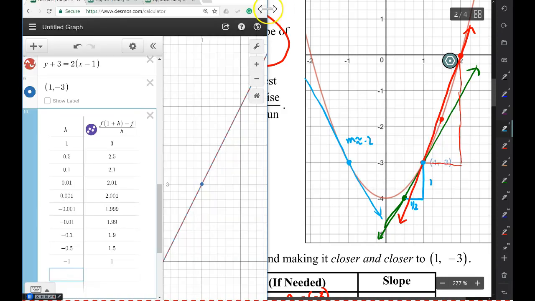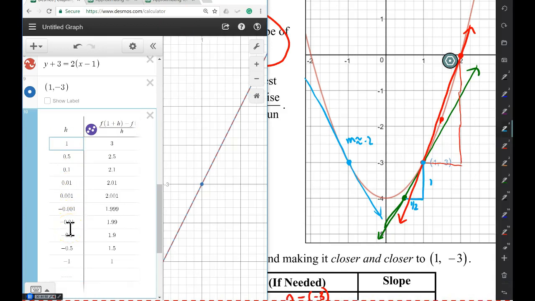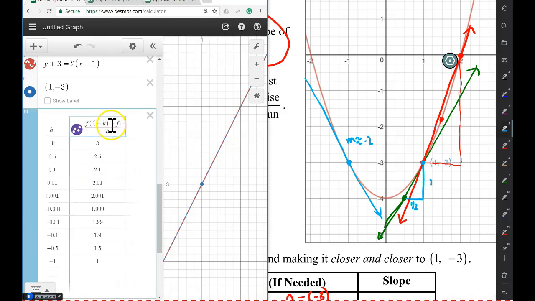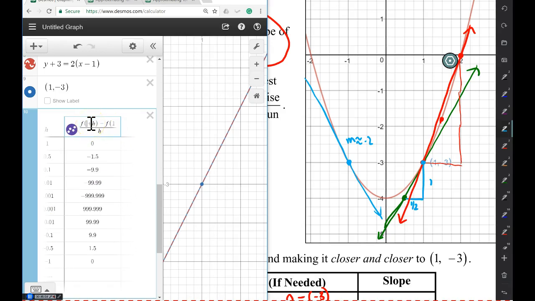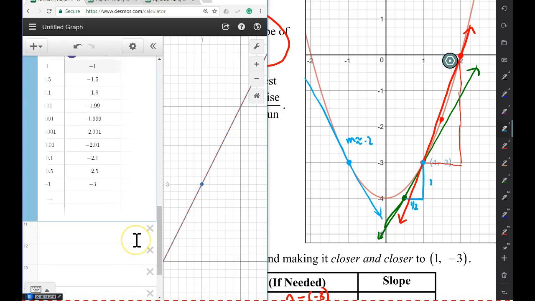So if I go back in here, I don't have to change what's in my table because I still want h to approach 0. All I need to do now is make this a negative 1 and this a negative 1. My table updates, and notice that it appears that my slopes are approaching negative 2. Isn't that kind of nice? So when you're doing your homework, you can keep the same Desmos applet open, and you can just tweak your functions and tweak the a value that you're trying to find.